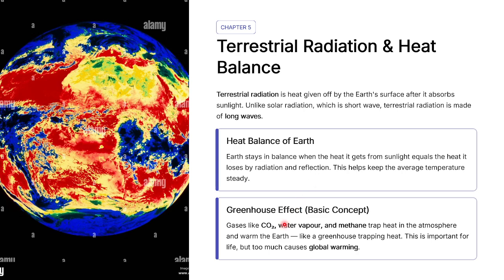Then the greenhouse effect. Gases like carbon dioxide (CO2), water vapor, and methane trap heat in the atmosphere and warm the Earth like a greenhouse trapping heat. This is important for life, but too much causes global warming.